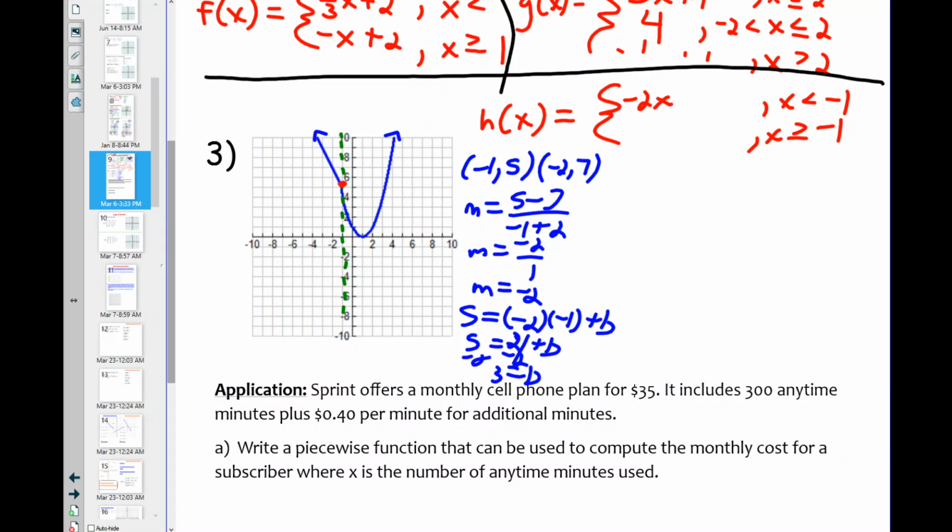The slope is 3. I'm sorry, the slope. Sorry, the y-intercept. If that were to continue going down, it should cross at 3. Yeah, that makes sense. So -2x plus 3.